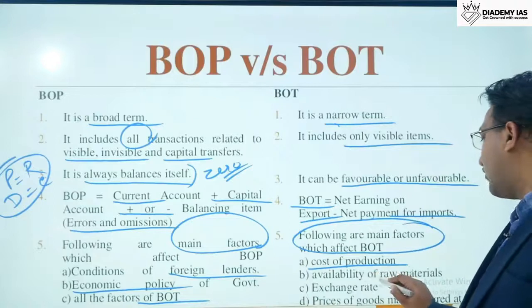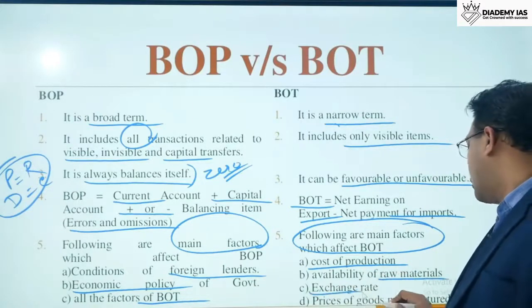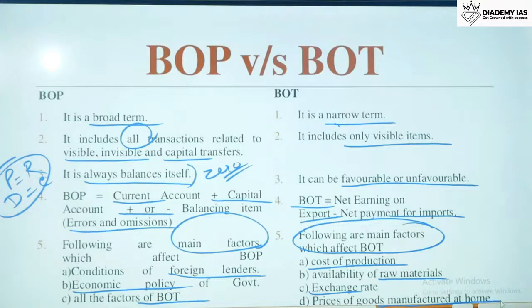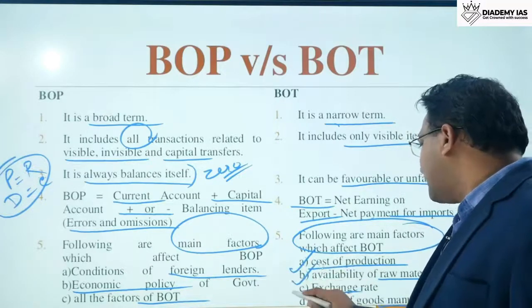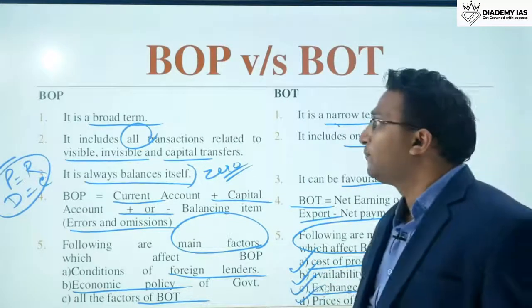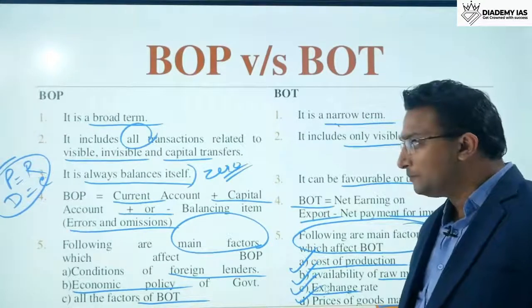Second is availability of raw material. Third is exchange rate. Fourth is prices of goods manufactured at home. Following are the main factors which affect BOT. One is cost of production. Another is availability of raw materials. Then we have exchange rate. And then we have prices of goods manufactured at home. So these are the BOP versus BOT transactions.